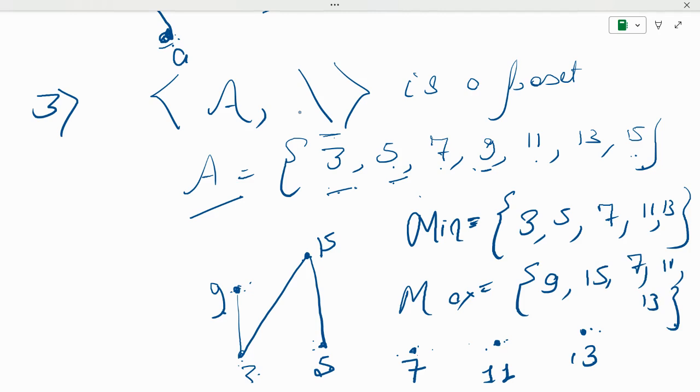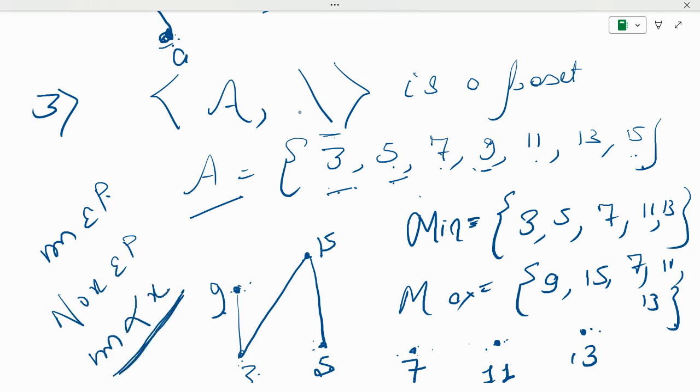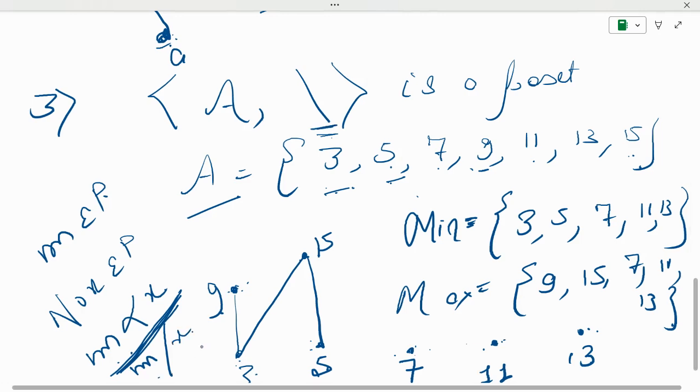Why? Because from the definition of maximal, we have M belonging to P as maximal if there is no X belonging to P such that M divides X. Okay, so there are no other elements belonging to this set such that 7 divides that element, 11 divides that element, or 13 divides that element. So that is why these will come under maximal. So this is one unique example where we have something common in minimal and maximal.